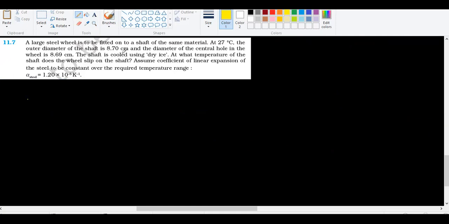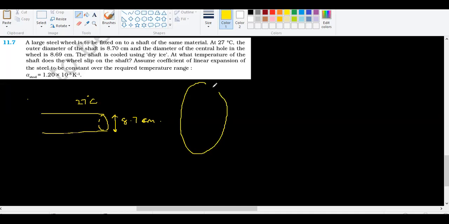A large steel wheel is to be fitted onto a shaft of the same material at 27 degrees Celsius. The outer diameter of the shaft is, so shaft means it will be like a cylinder, 8.7 diameter. The wheel is going to look something like this. This hole has to get in. The diameter of the central hole of the wheel is 8.69. The shaft is cooled using dry ice.